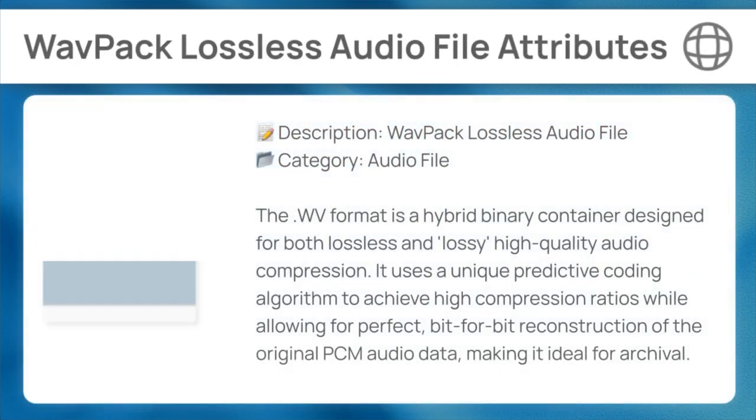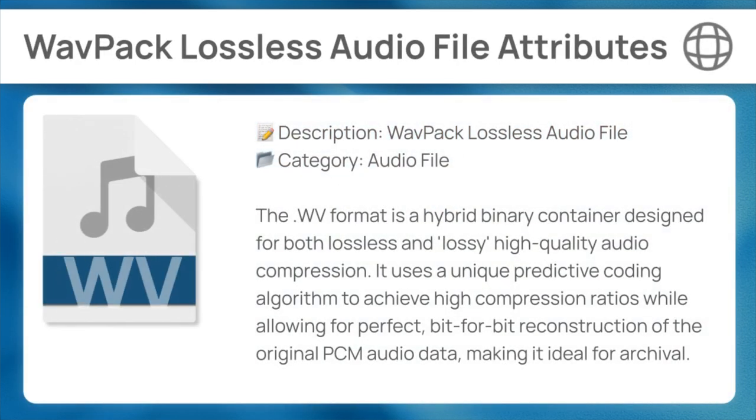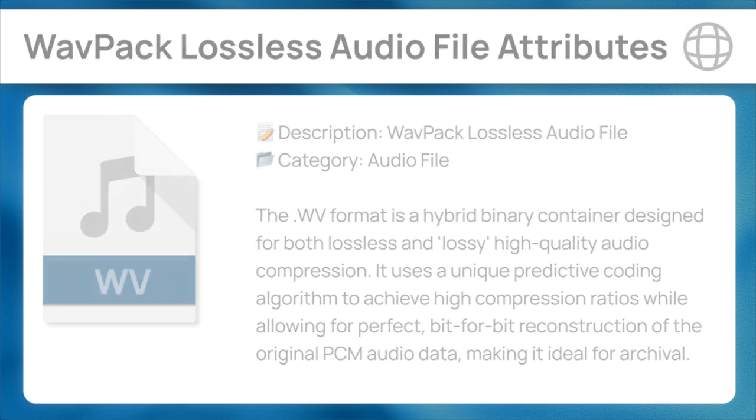The WV format is a hybrid binary container designed for both lossless and lossy high-quality audio compression. It uses a unique predictive coding algorithm to achieve high compression ratios while allowing for perfect bit-for-bit reconstruction of the original PCM audio data, making it ideal for archival.